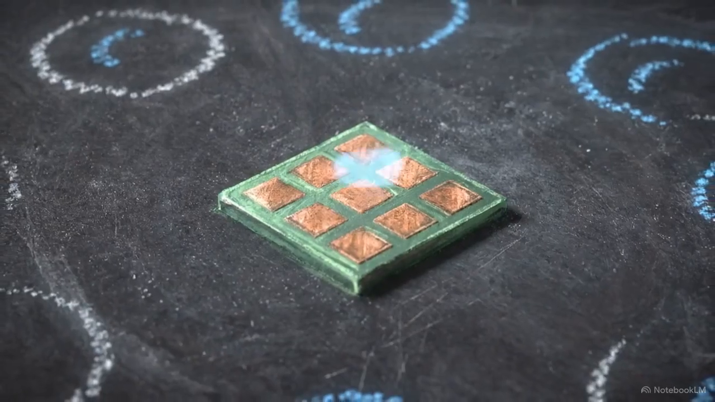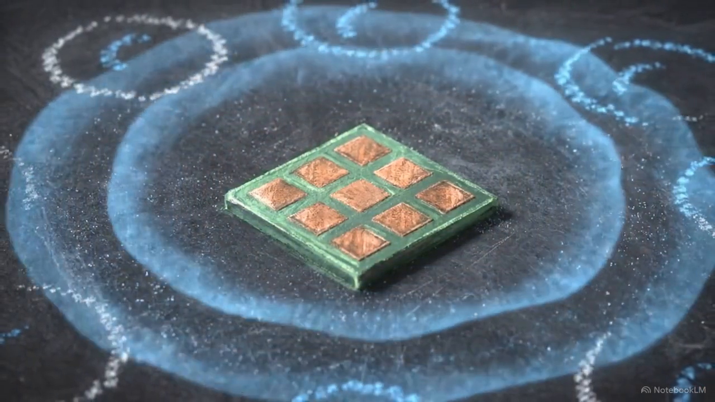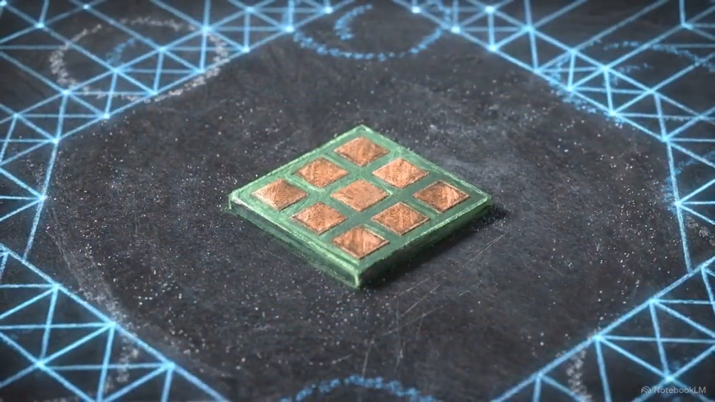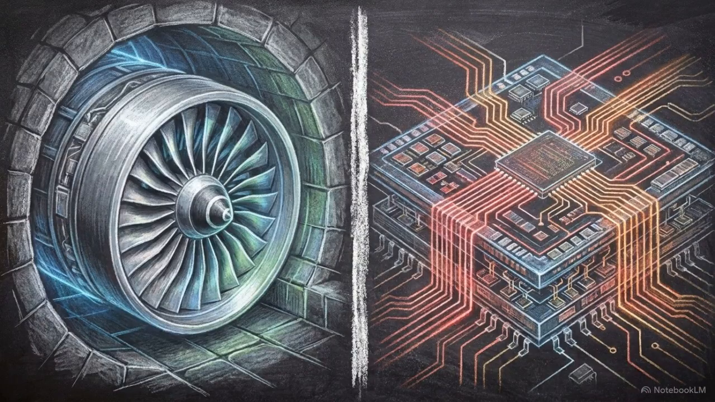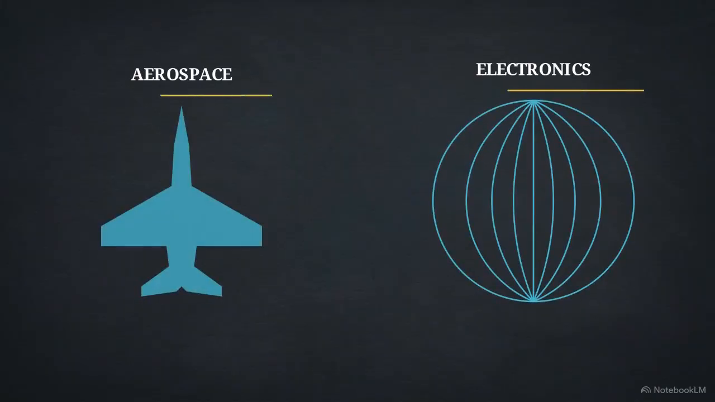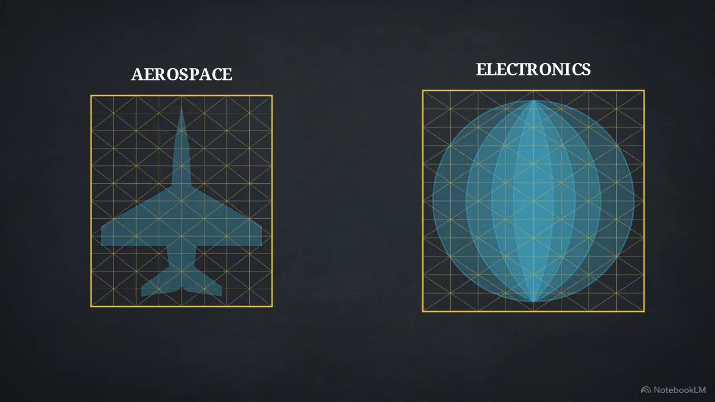When mapping the electromagnetic flux across a planar sensor array, the continuous field must be quantified to track how the energy propagates. Despite operating on vastly different scales, supersonic airflow versus microscopic magnetic fields, both disciplines are trying to measure and bound continuous spatial geometry.